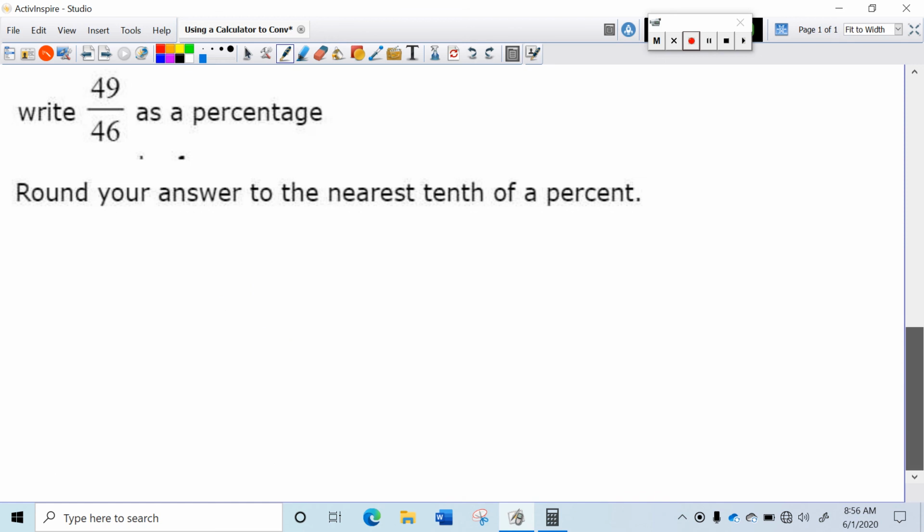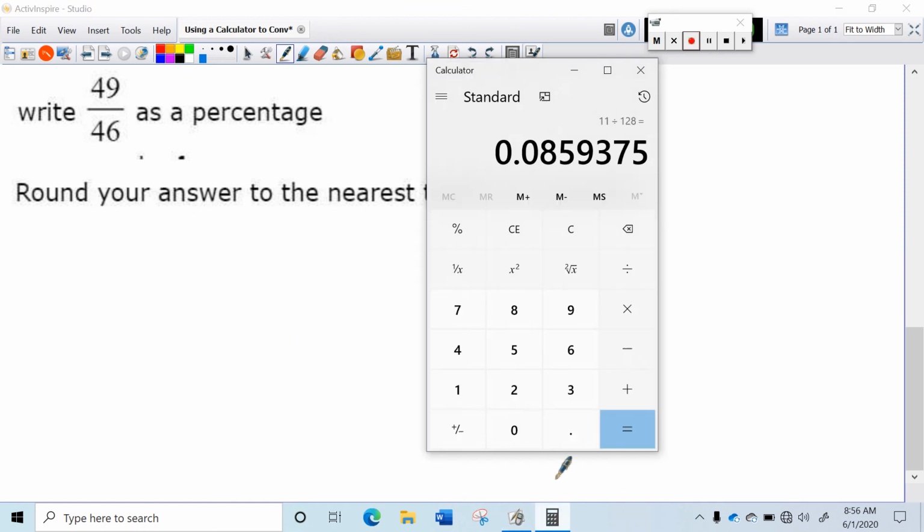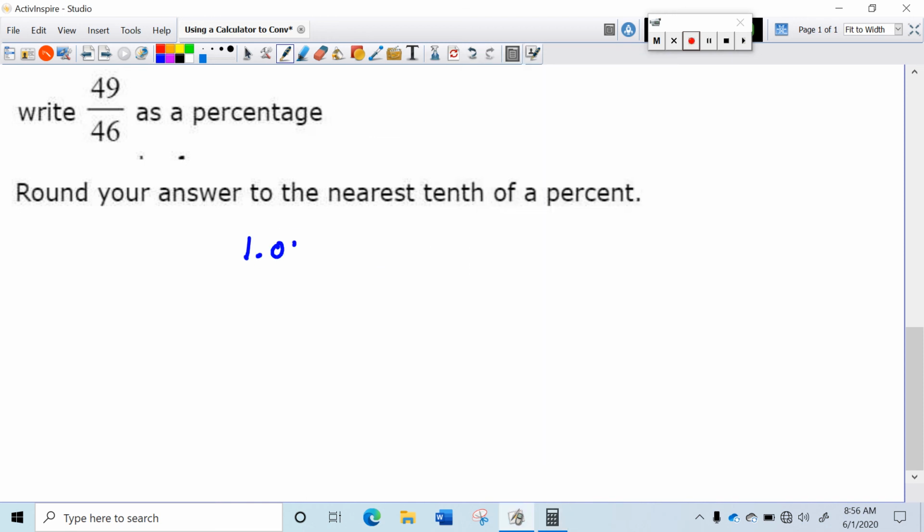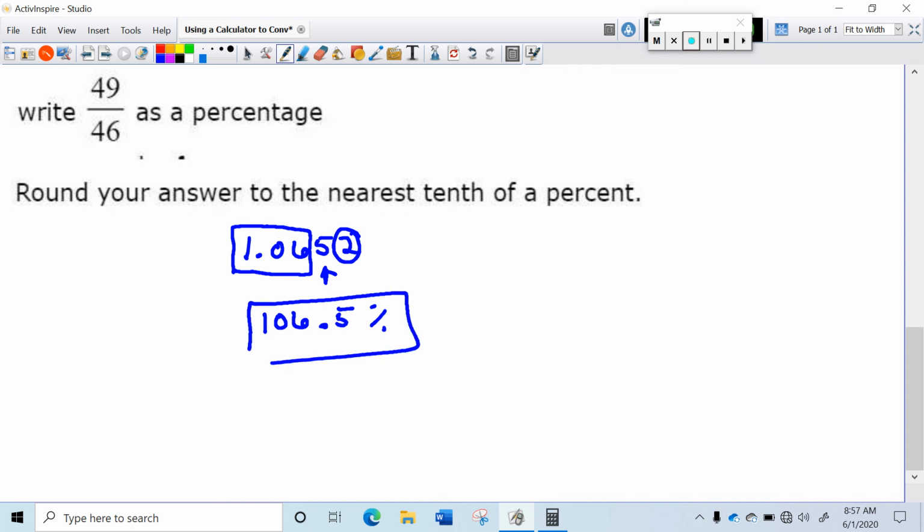Okay, the next one. 49 divided by 46 gives 1.0652. Okay, if you have a whole number in front, you're going to take that as well as two numbers after the decimal. So I'm going to write down 106 and then put my decimal. And then the 5 has a 2 after it, so I'm going to leave it alone because it's not 5 or larger. Put my percent sign. So this one is 106.5%.